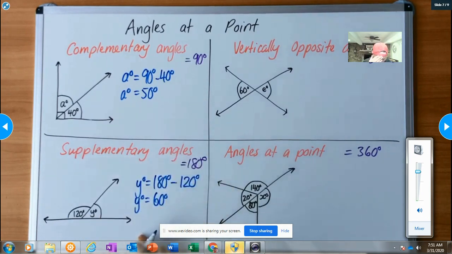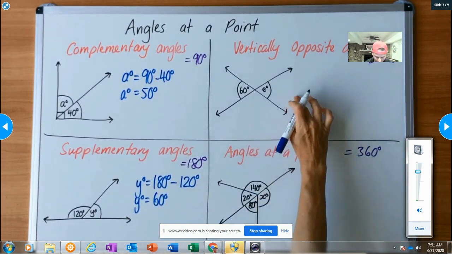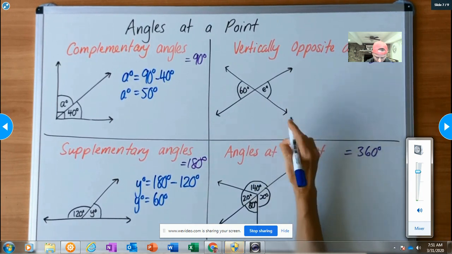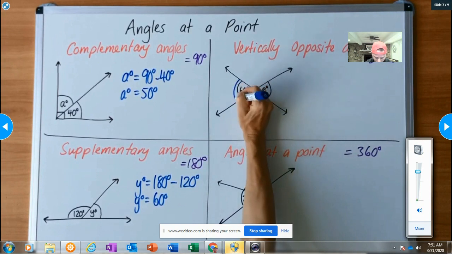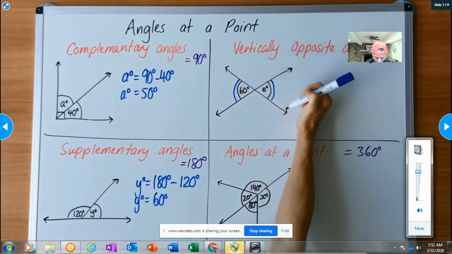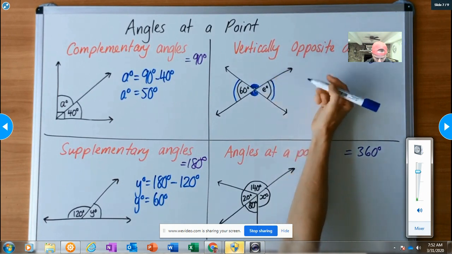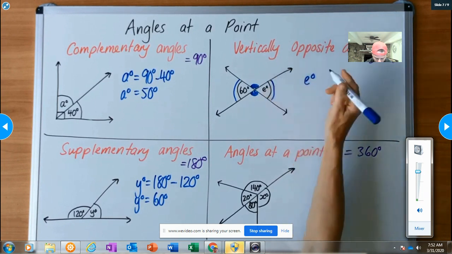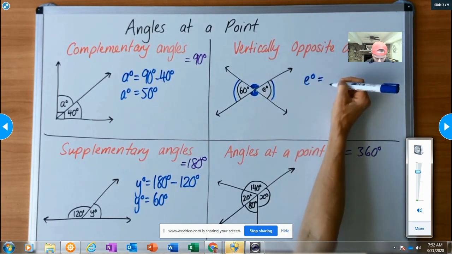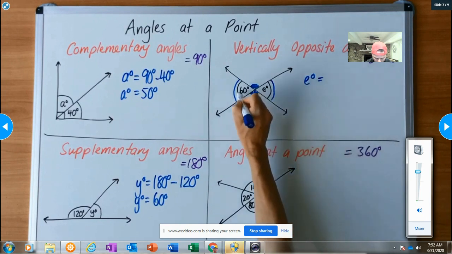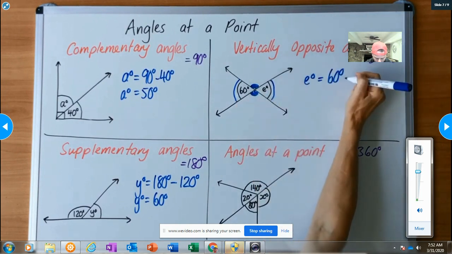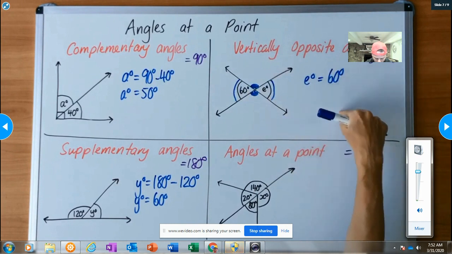Over here for vertically opposite angles. This one I don't need to show any calculations for because I know that this angle is equal to this angle. I also know this angle here is equal to this angle there. So if I've got to find E degrees, which is the missing angle they're asking me to find, all I've got to do is look opposite it, and it's 60 degrees. And again, I have to write vertically opposite angles underneath to show my understanding of that angle.